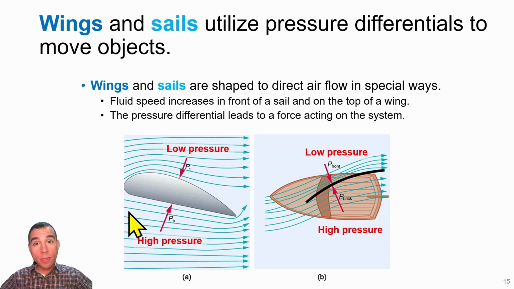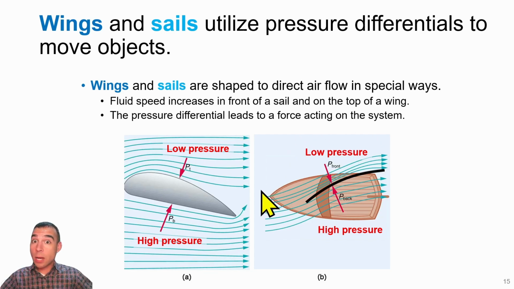The air on the bottom end has a greater pressure because it's moving slower, and the air on the top end has a lower pressure because it is moving faster. And this difference in pressure is what gives rise to a lift force for objects like airplanes. Pressure is a force divided by an area, so if the pressure is greater below the wing than above the wing, the force that is applied from the bottom of the wing will be greater.